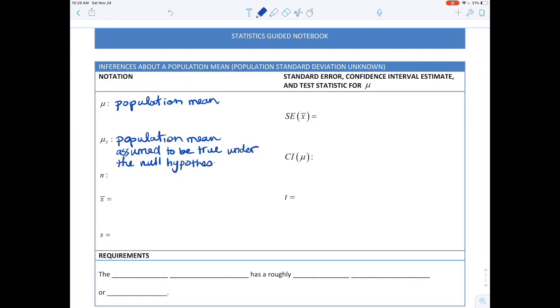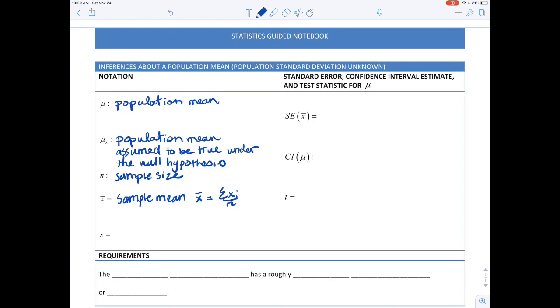So that, of course, would be if you were testing a claim. N is the sample size. X bar is the sample mean, which is your point estimate always for these. That's the best point estimate. And remember, x bar is equal to summation xi over n.